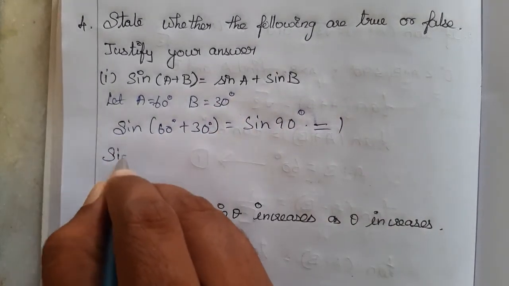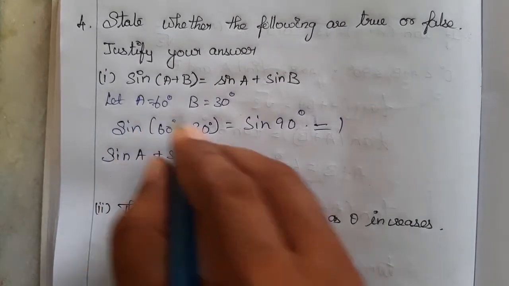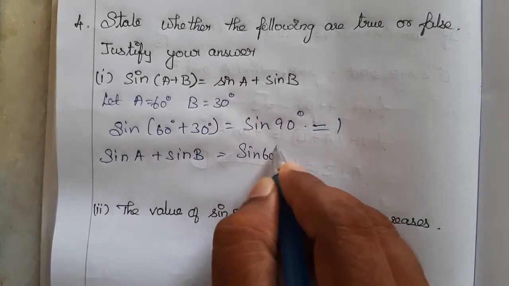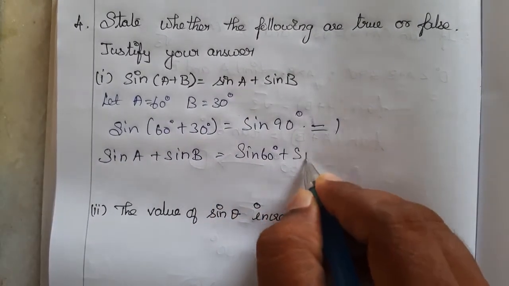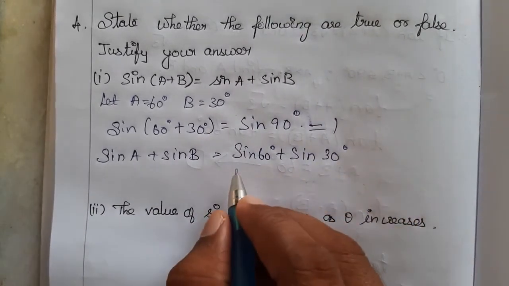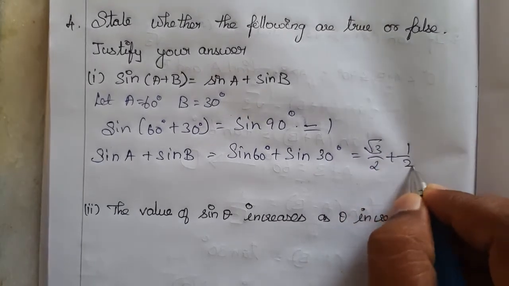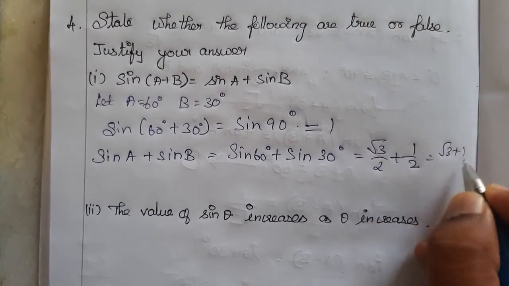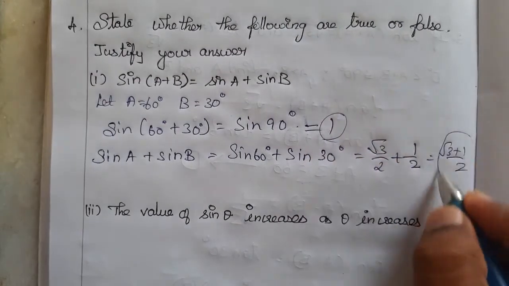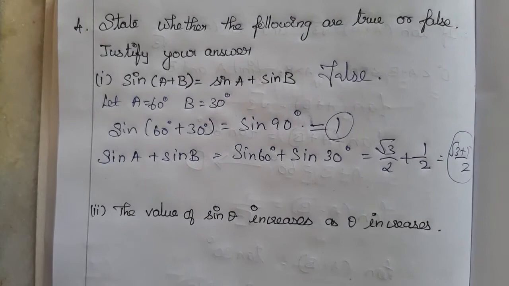And the next one is sin a plus sin b, right? That means sin 60 degree plus sin 30 degree. What is sin 60 degree? Sin 60 degree is equal to square root of 3 by 2, plus sin 30 is 1 by 2, which is equal to (square root of 3 plus 1) by 2. Whether both are equal? No. So it is false, right?